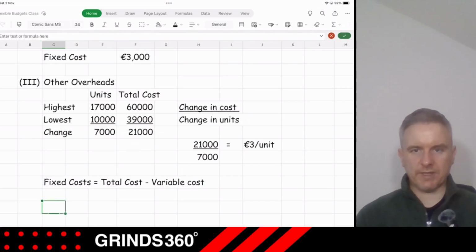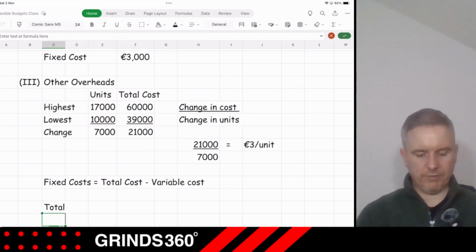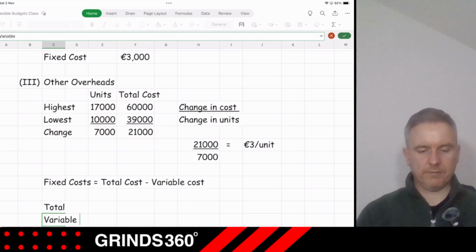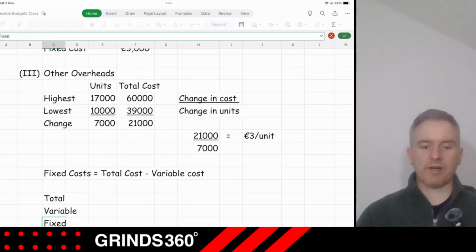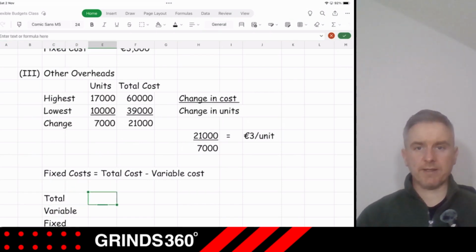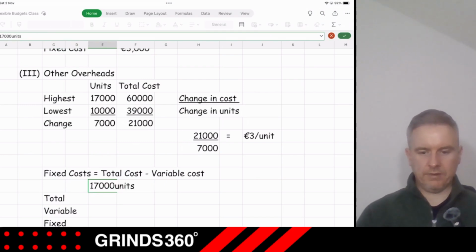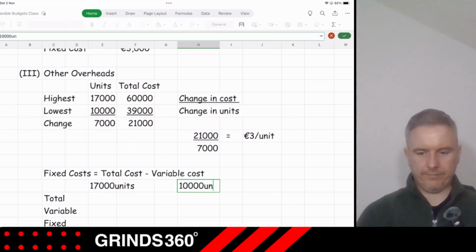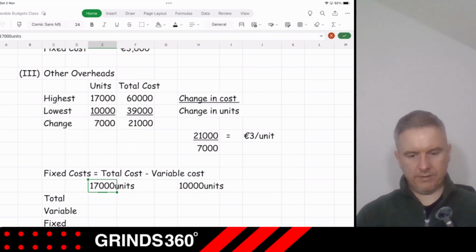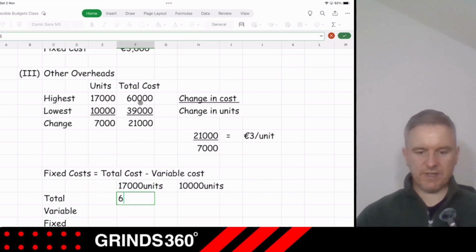So how am I going to set that up? I'm going to need my total on the left-hand side. I'm going to need my variable, and that's going to give me the fixed. So again, if I was you on a simple flashcard, I just have a little sample of this table drawn out, just with blanks in it, and you're going, what am I doing here? So it's highest units, so 17,000 units, lowest units, 10,000, and then the relevant cost. Just going to move that over. So what was my total cost? So when it was 17,000, I had my 60,000 going in there, and I had my 39,000 for 10.